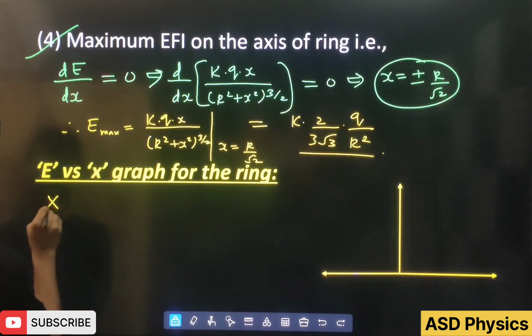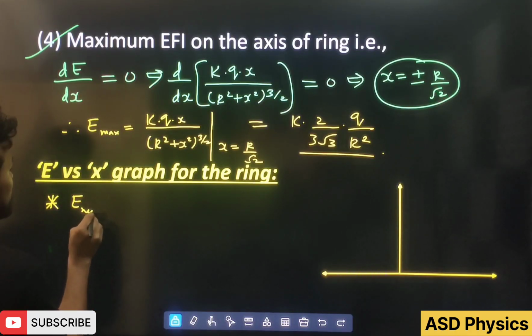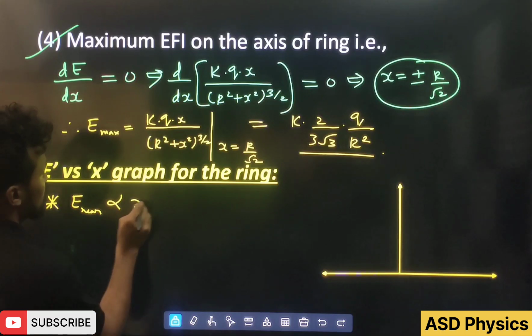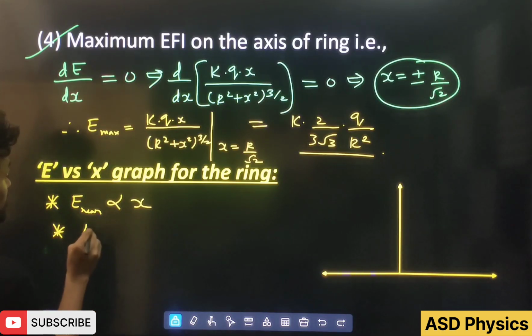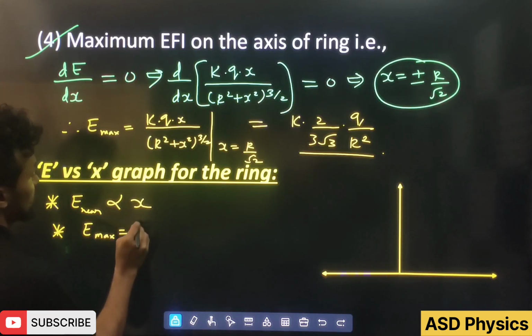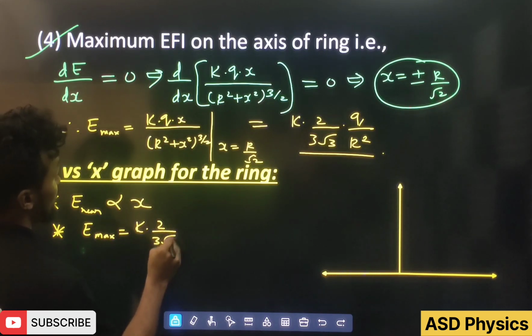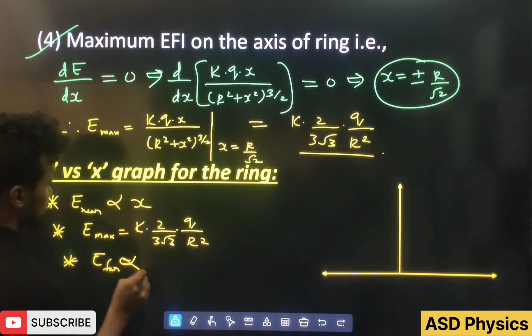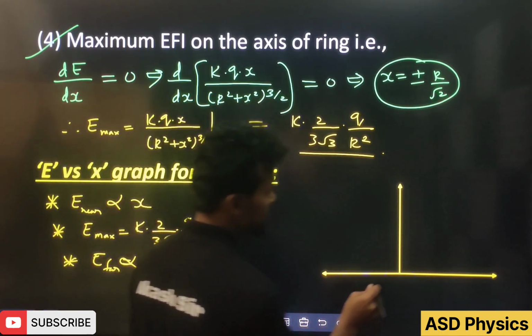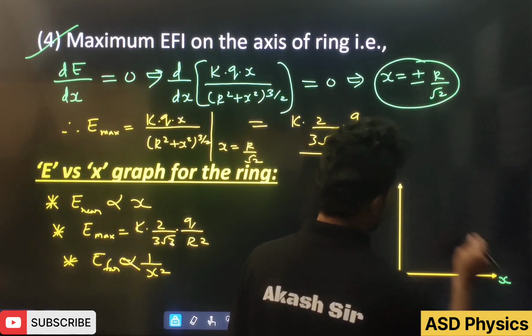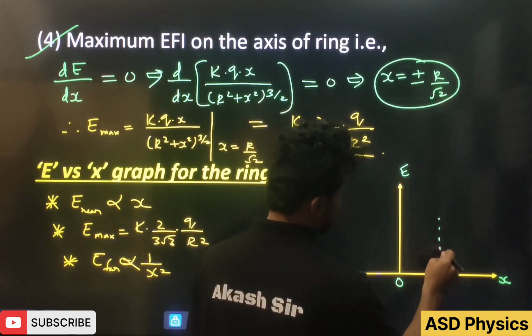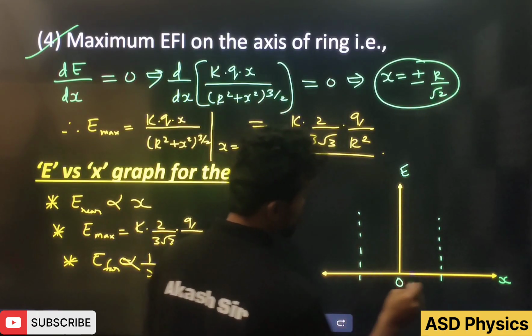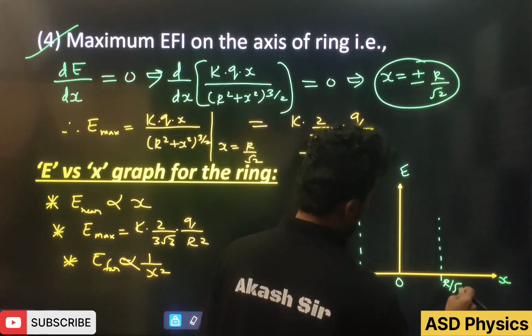Now students, you know very well, if I write the E versus x graph, we have seen nearby it was directly proportional to x. Then we get one maximum value, which we have to remember. After that, at a far point, it is inversely proportional to x square. Can you see how the graph is going to be? This is O, this is x and this is E. Here this value is r by root 2.